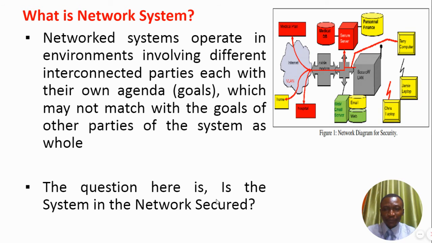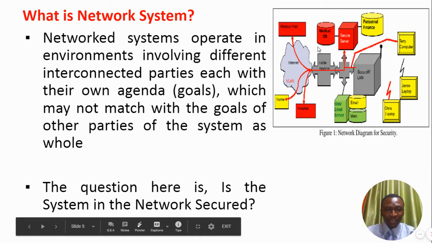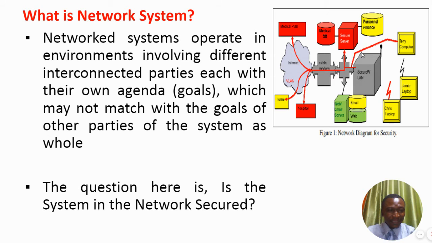Now, we've been talking about networking. What is a network system? As you can see in this diagram, everything is connected together: the internet, the medical plan, the home, the hospital, the web, the LAN, the cable, all connected together.